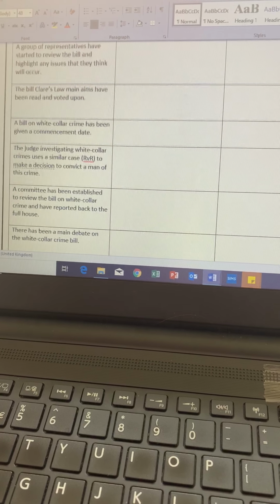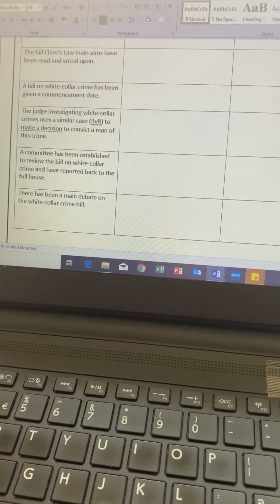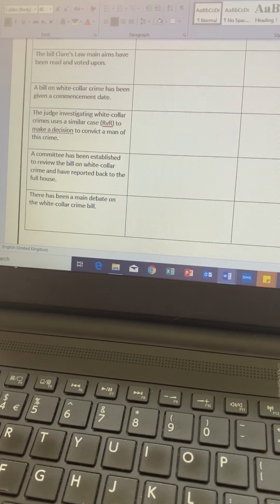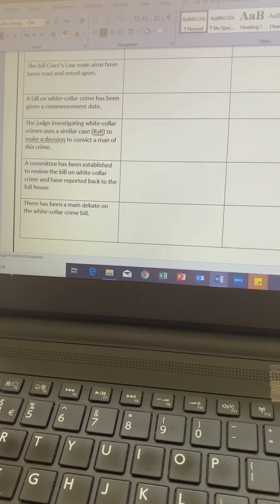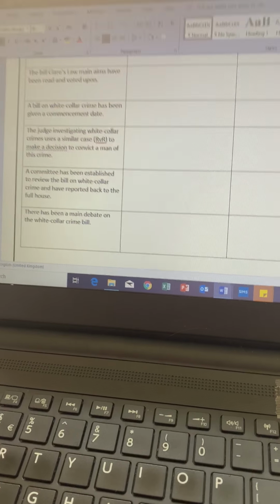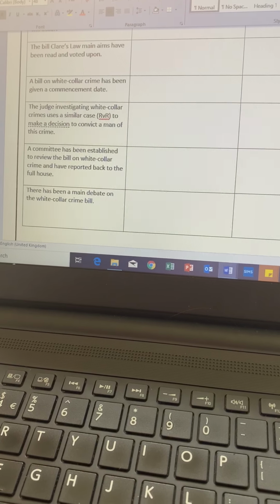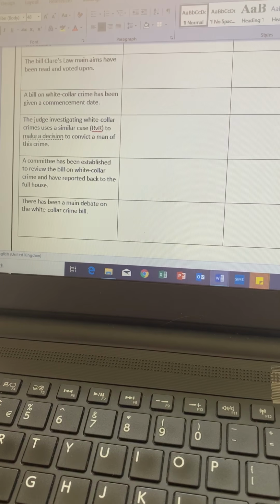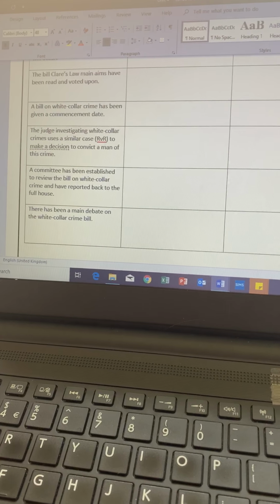Next one, a committee has been established to review the bill on white collar crime and report it back to the House. Now this one you might have put as committee stage because it says in there committee. However, the fact that it says report back to the full House, that's the report stage. So just make sure when you're reading scenarios, you're checking the entire thing. So it should be parliamentary report stage because the committee are reporting back to the full House.